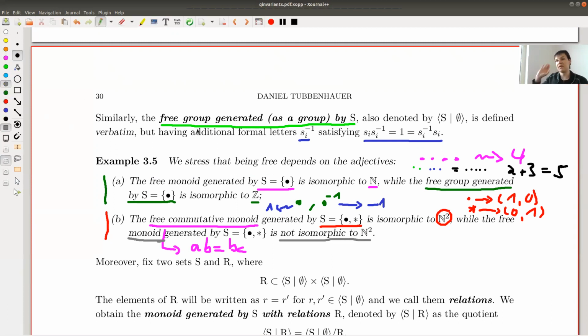Okay, so let me say it again. Being free is a relatively easy concept. You just allow all possible concatenations you could think of, and the only relations you impose are the relations to make it whatever kind of free thing you want. Do you want a group? Do you want a monoid? Do you want a commutative monoid? Do you want a commutative group? Whatever. Just impose exactly the relations to make this, say, the free commutative group on five generators, on an alphabet of size five.